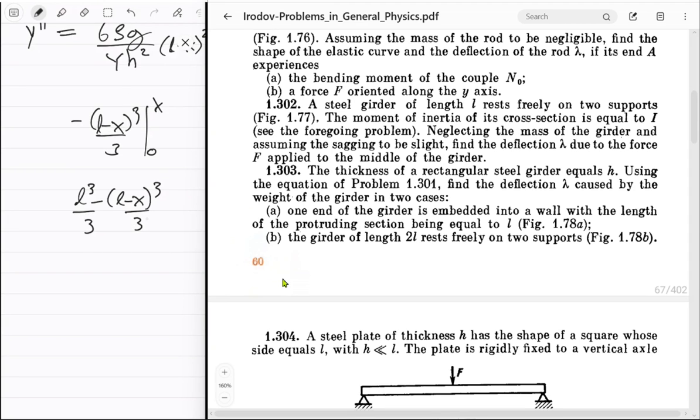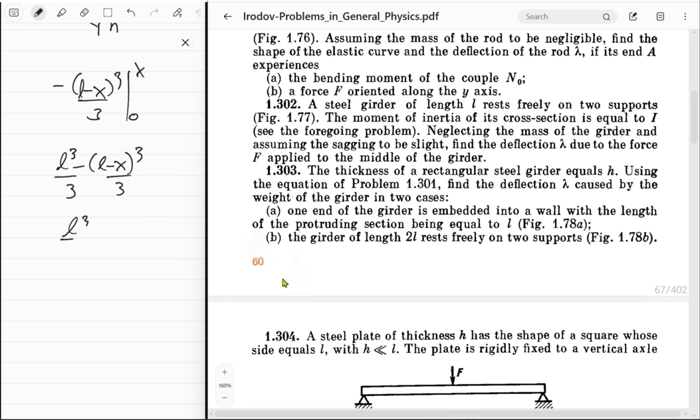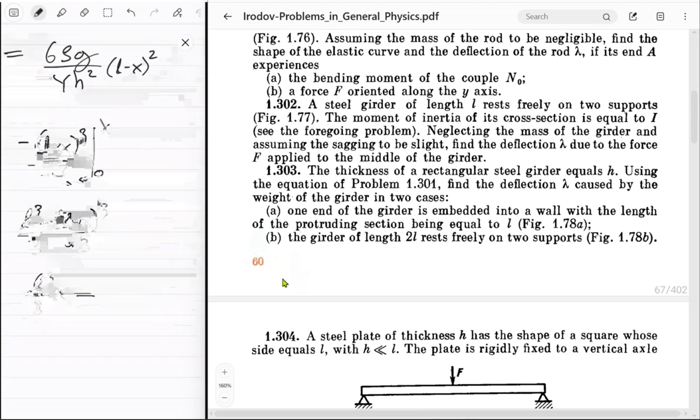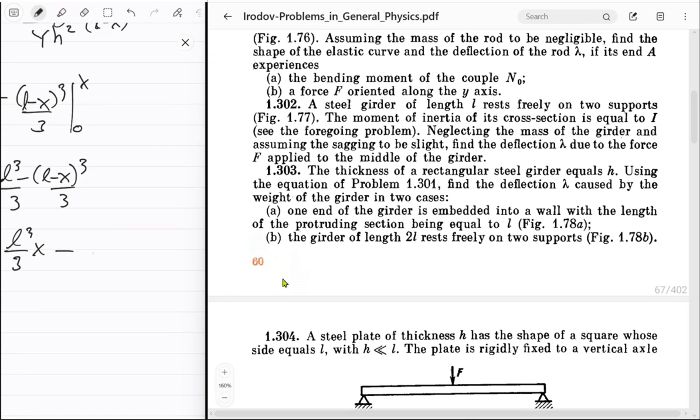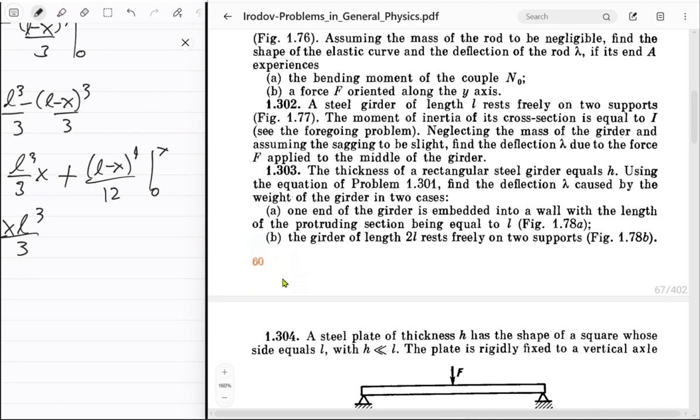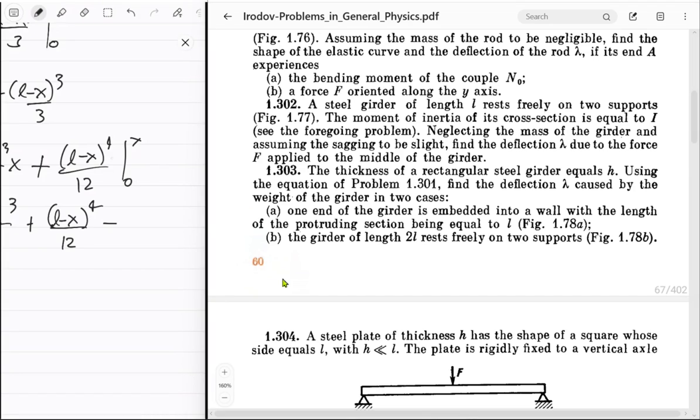Then you want to integrate this thing, so you're going to have L cubed upon 3 times x, from 0 to x, just that. Minus, you can see what's going to happen, right? It's upon 12, and it's negative L minus x power 4 upon 12 as it goes from 0 to x. Cool. So xL cubed upon 3, then this thing is just going to be plus L minus x power 4 upon 12, and minus, so when you put x equal to 0, it's going to be L power 4 upon 12.